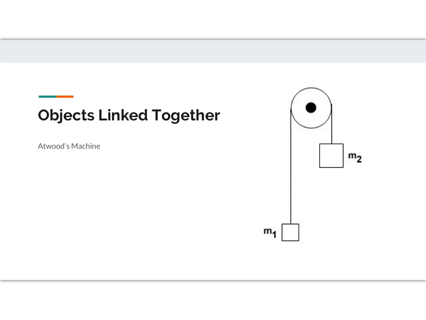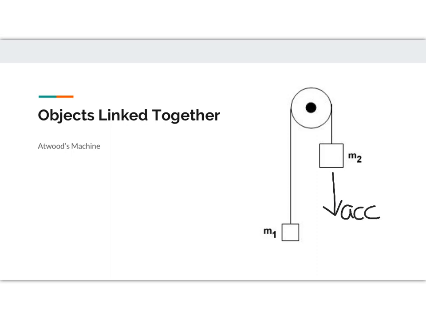So the last topic I'm going to cover today is objects that are linked together. We will be doing this in our lab that is in 2 weeks. So it's important that you get the concepts, but don't worry if you're still a little bit confused because we will be going into this in more depth. Okay, so in this situation, we have two different masses, okay? And these masses, as you can see in this picture, mass 2 is larger. So we are going to assume that this object is going to accelerate downwards.